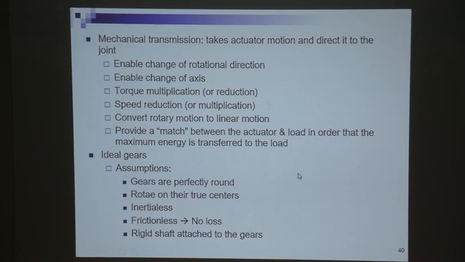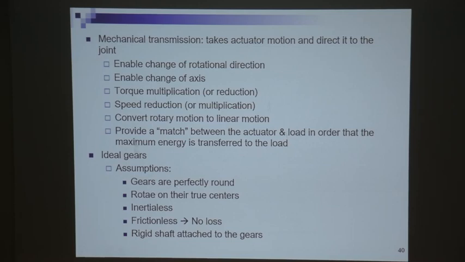The mechanical transmission will take the actuator motion and direct it to the joint. It allows the change of rotation direction, change of axis, torque multiplication or reduction. So this is important. It also provides speed reduction and converts rotary motion to linear motion. A lot of the time, your motor is a DC motor, and a DC motor tends to be a rotational device, so you have to translate it to linear motion. So you will require a mechanical transmission system. You also need to make sure you provide a match between the actuator and load, so that the maximum energy is transferred to the load.